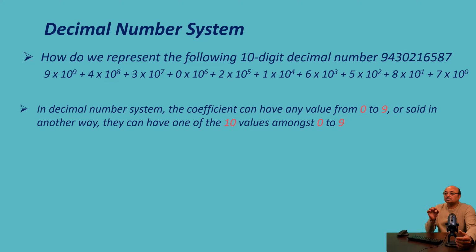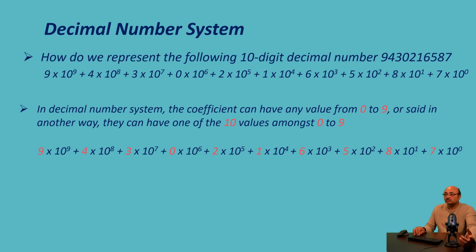The key thing here is the coefficient of any of these positions can vary from 0 to 9, right? In the first, at the right, the unit place, the coefficient is 7. Tens place, the coefficient is 8. For 100 place, it is 5. For 1000 place, it is 6. 10,000 place, it is 1, and so on. So it can vary anywhere from 0 to 9. Okay. So this is where I have changed the color of the coefficient so that you can clearly visualize these coefficients.